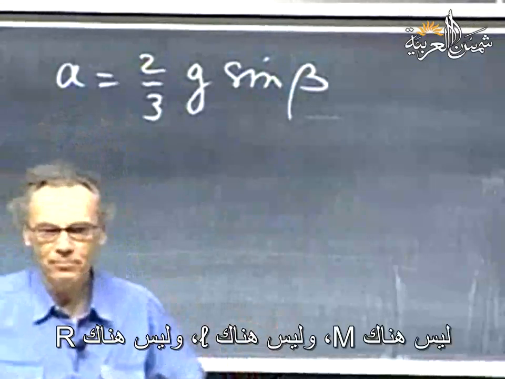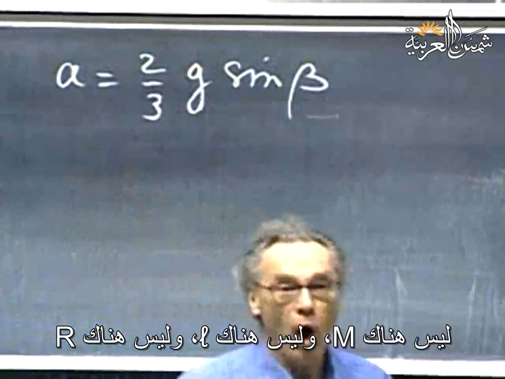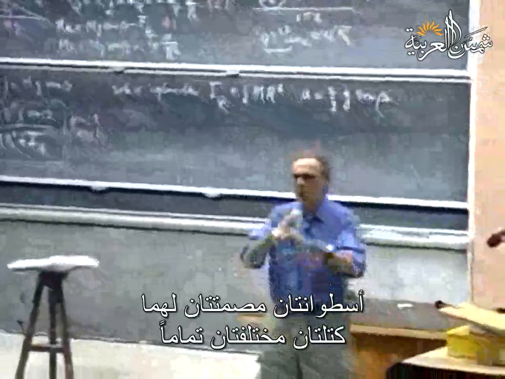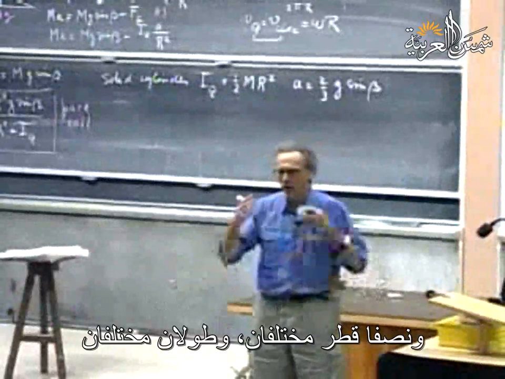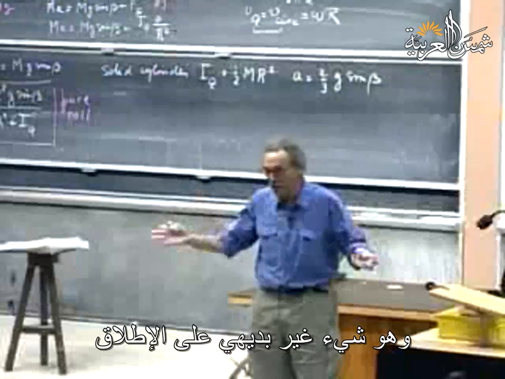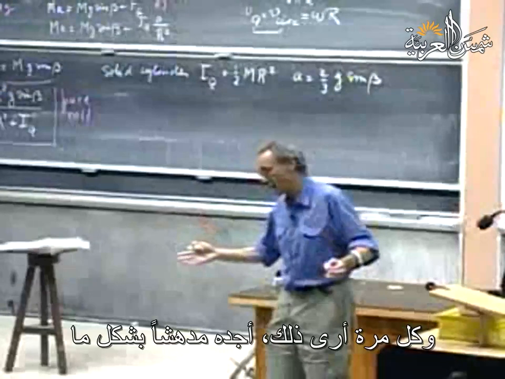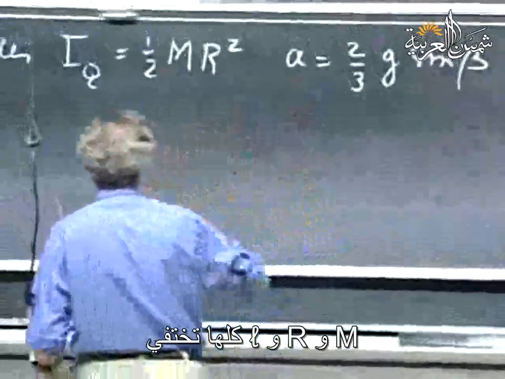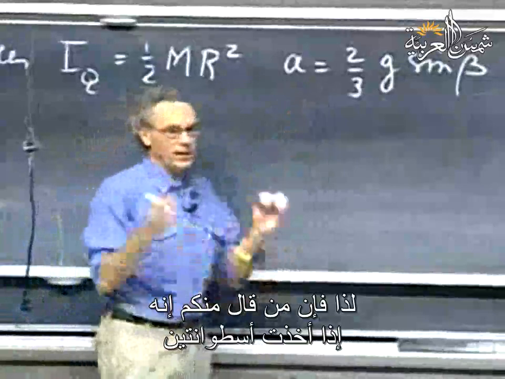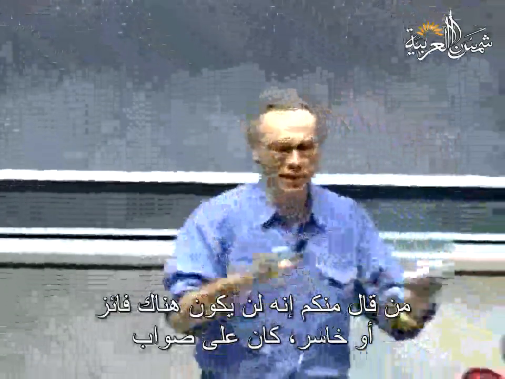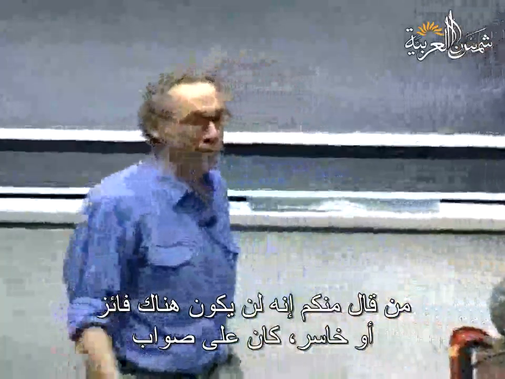There is no m, there is no l, and there is no r. So if I have two solid cylinders with totally different mass, totally different radii, totally different lengths, and they have a race, neither one wins. Very non-intuitive. Every time that I see it, I find it kind of amazing. Notice that everything disappears. M, R, and L disappear. So those of you who said that if I take two cylinders with the same mass, different radii, there is no winner, there's no loser, they were correct.